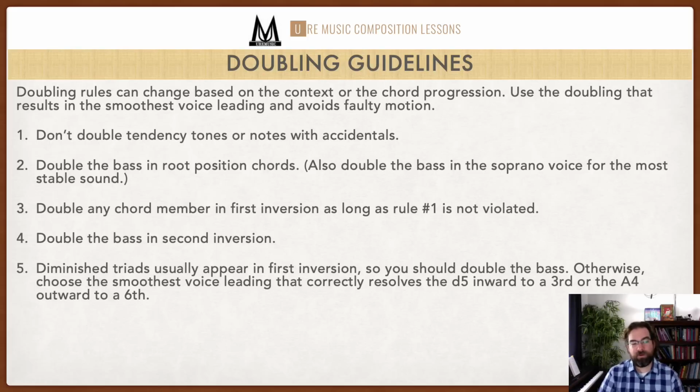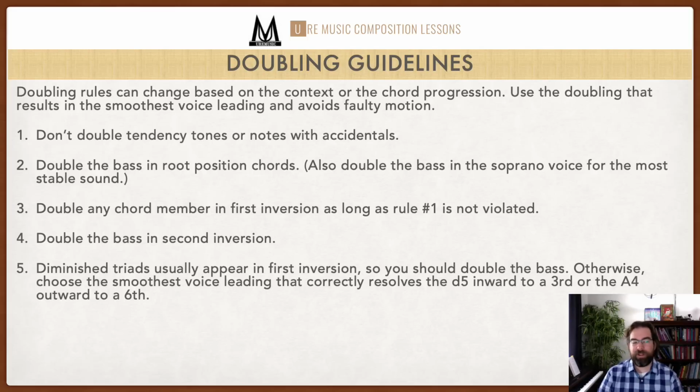You also ideally want to double the bass in root position chords. If you want the most stable sounding chord, you could also double the bass and the soprano voice. So you'd have typically scale degree 1 or 5, depending on what chord you're dealing with, in the soprano. So that's just if you want the most stable sound. Whatever note you have in the bass doubled in the soprano. That's a good rule of thumb for root position chords.